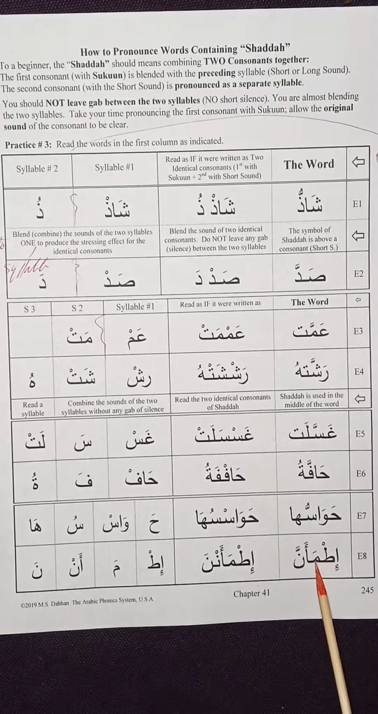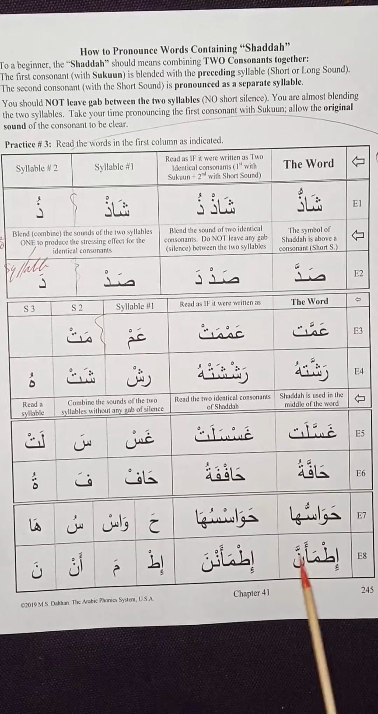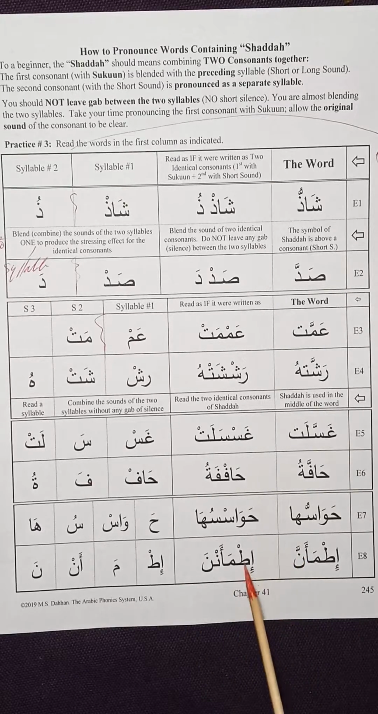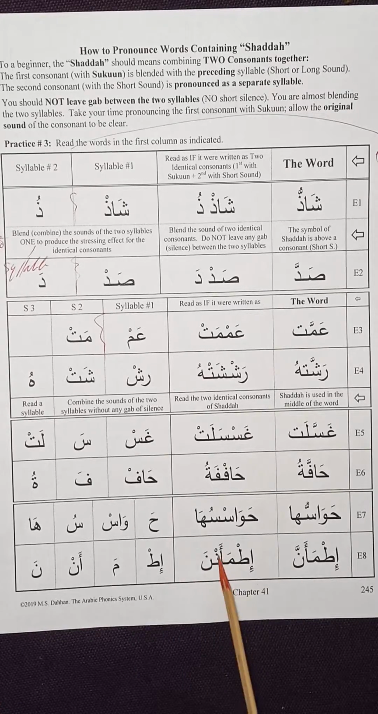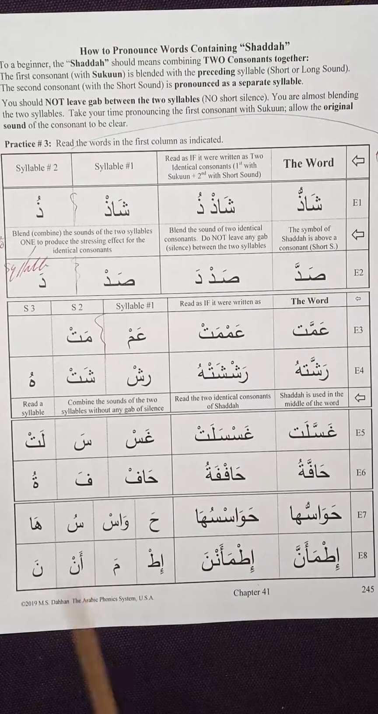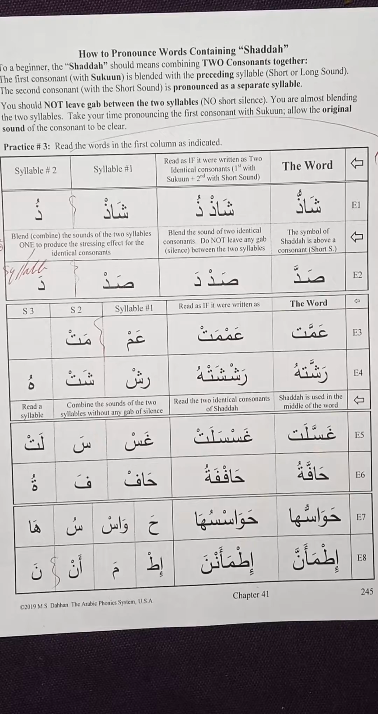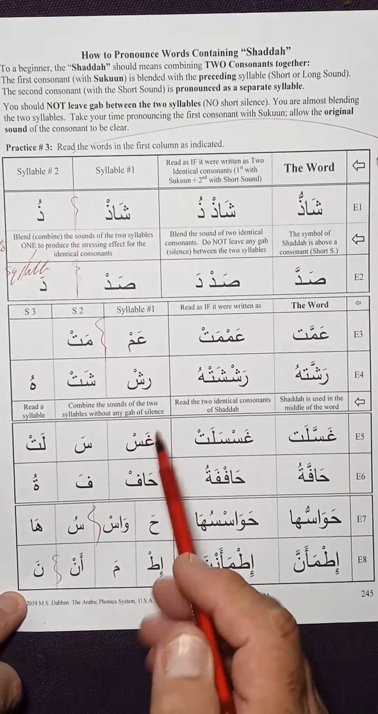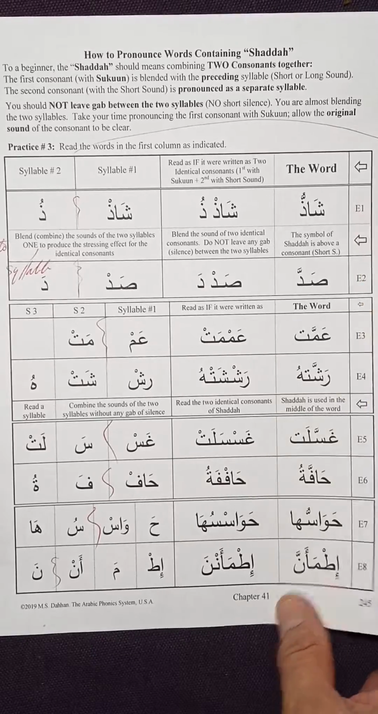إط ما أن. The shadda came all the way at the end of the word. So what does that mean? إط ما أن. We combine these two into one. أن. So here we go. There is no space between them, right? No space here. All right, it may work. We'll see. All right, here we go. No space here. إطمأن.